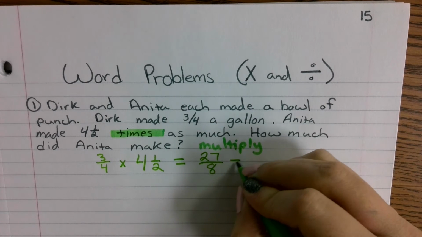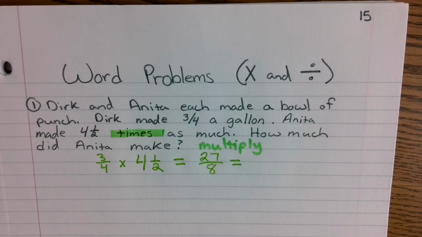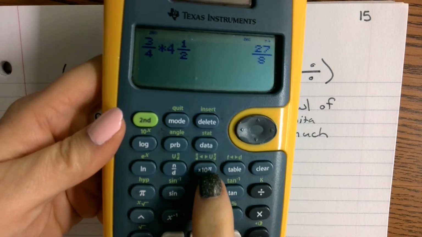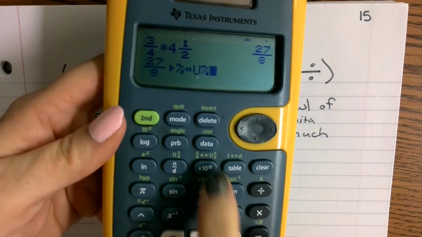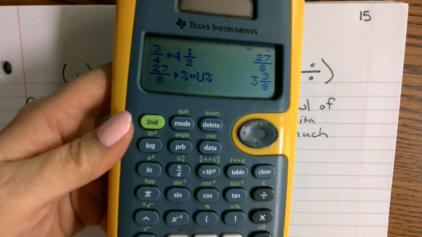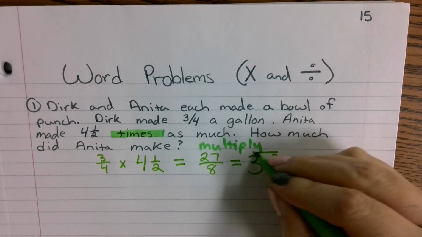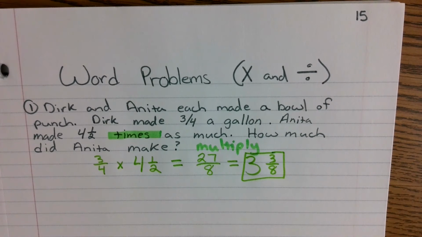We need to convert that into a mixed number. To do so, you'll hit second and then the X10N button. That X10N button will convert it into a mixed number, 3 3/8. Okay, it's no different than what we did yesterday, guys, but now we're having multiplication and division problems. Let's take a look at another one.